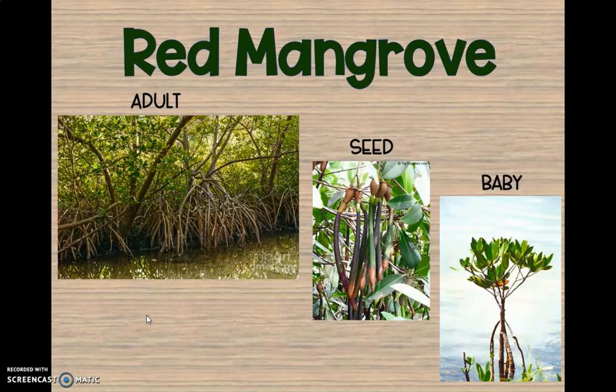So this adult makes seeds. The seeds drop down into the ground and grow into a little baby mangrove, and that baby mangrove one day is going to turn into that huge adult mangrove tree. Let's check out another plant.